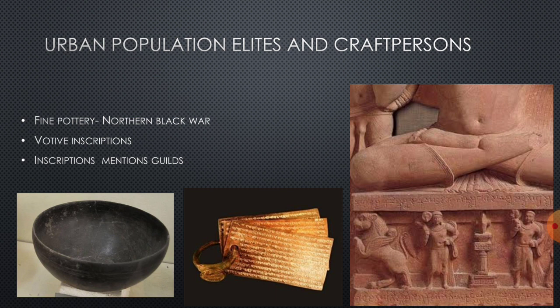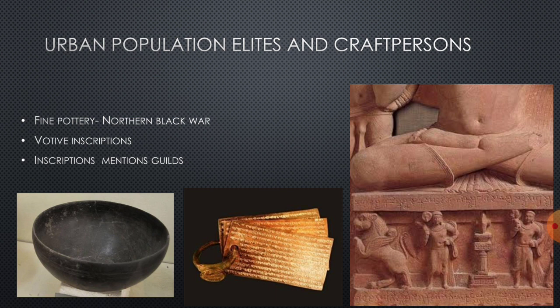Another method adopted by historians to understand the population of the town is by looking at the inscriptions. By the 2nd century BCE, a number of votive inscriptions have been discovered from various cities. Votive inscriptions are those inscriptions that recorded gifts given to religious institutions. If you look at the extreme right side of the screen, you will see a picture of a sculpture. On the pedestal, if you zoom in, there is some kind of writing in the Prakrit language.